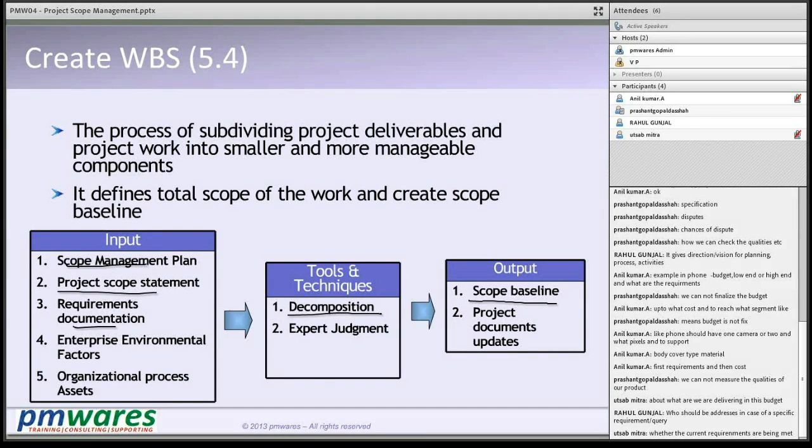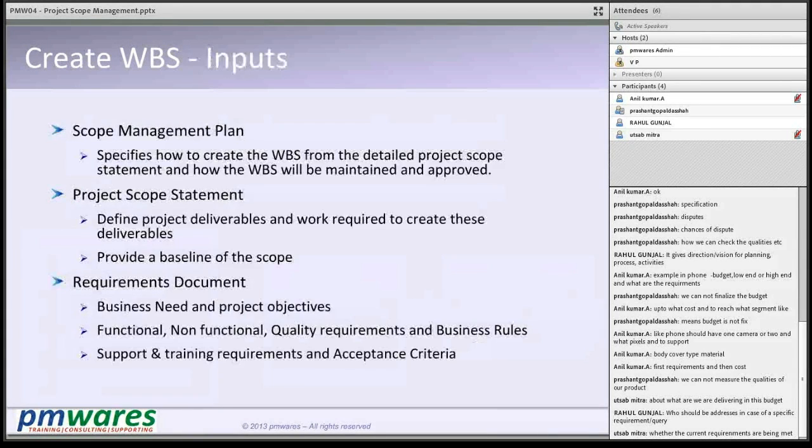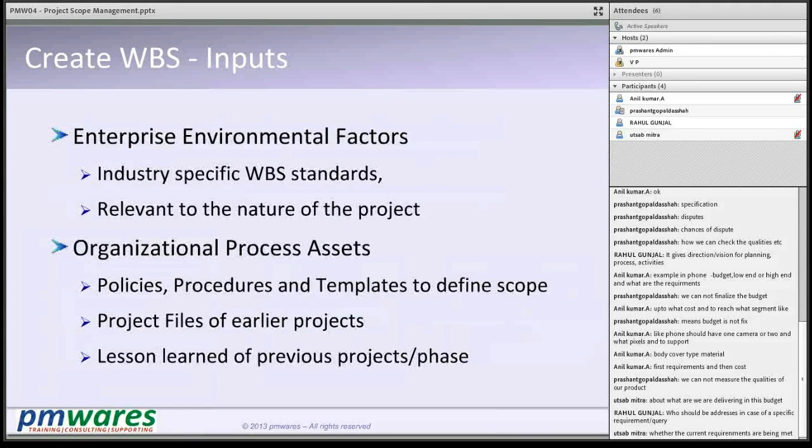So scope statement plus WBS, scope statement plus WBS together make the scope baseline. So how do we decompose, and what is the importance of decomposition?